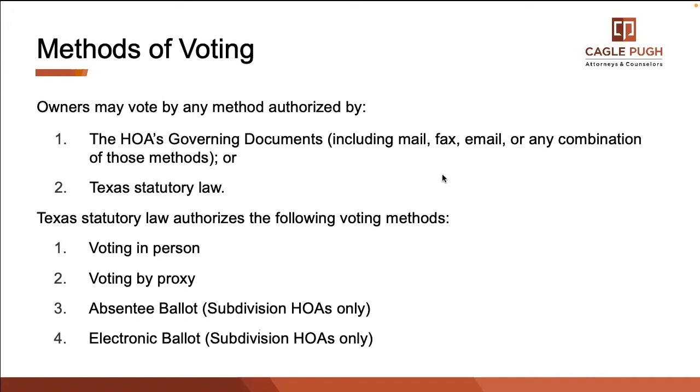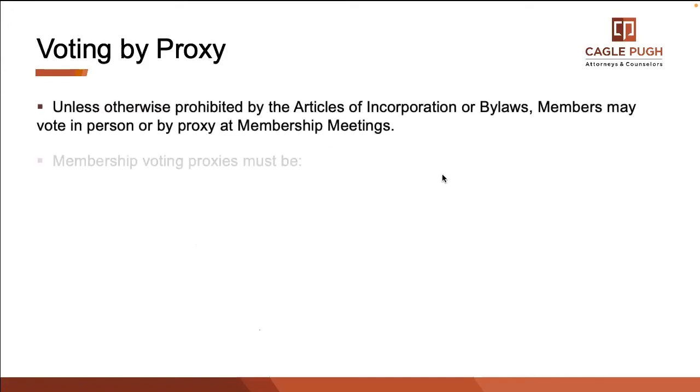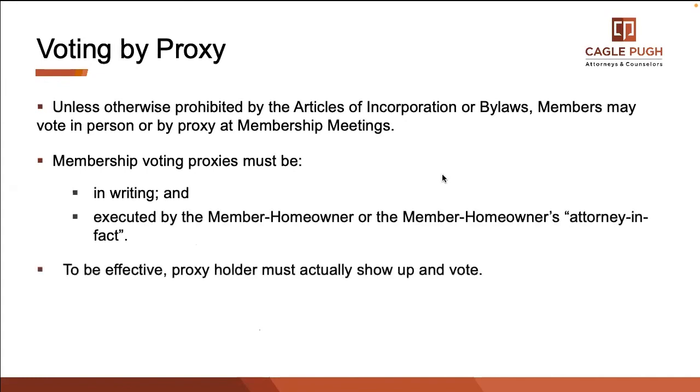Now, if your governing documents say we shall never vote by electronic ballot, then you can't. But if there's not an express provision against it, then as the board, you can choose to allow absentee or electronic ballots as well. Unless it's otherwise prohibited in the articles of incorporation or the bylaws, members can always vote in person or by proxy at membership meetings. Now, voting proxies have to be in writing and they have to be executed by the member or owner, or the member or owner's attorney in fact. That just means their power of attorney.